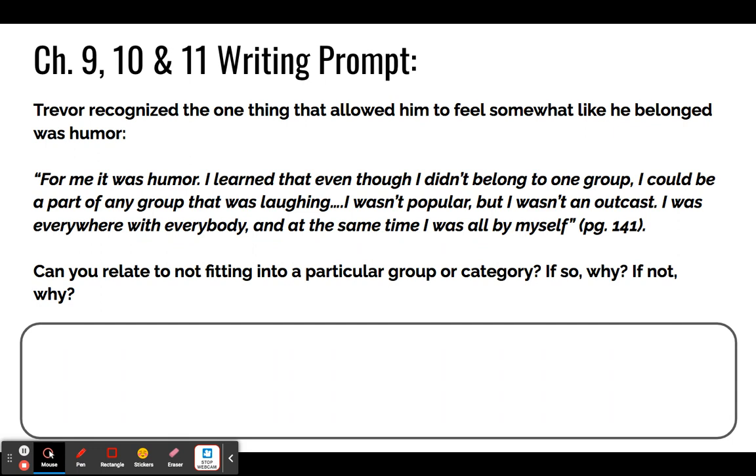So I want you to think about your own life, and of course, only share whatever you would feel comfortable. Can you relate to not fitting into a particular group or category? If so, why? If not, why? Think about how you could relate or maybe not relate to this situation, because I think that going to school, especially high school, we start to figure out who we are and what interests us and what kind of people we want to be around. So give me any thoughts that you have on that quote.